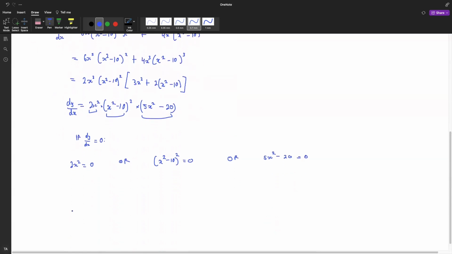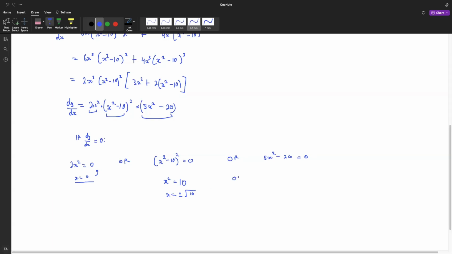For 2x cubed to be equal to 0, that one's simple. That just means that x is equal to 0. x has to equal 0 for this to be true. But for this one, if you want x squared minus 10 to the power of 2 to be equal to 0, that means x squared should equal 10, which means that x has to equal plus or minus root 10.